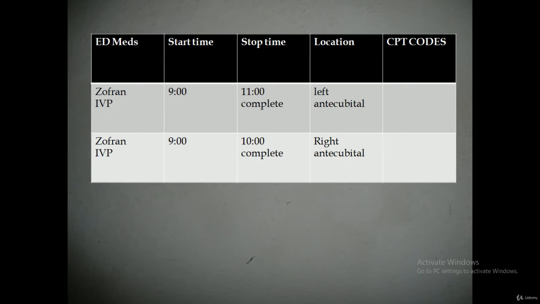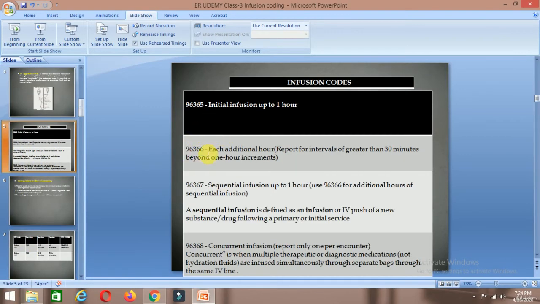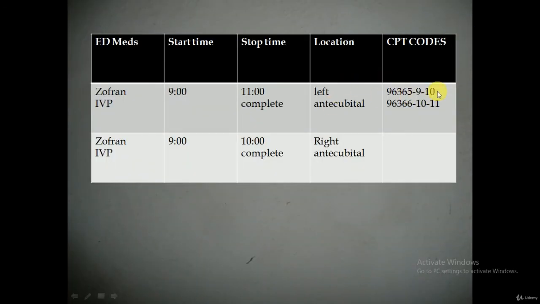So 9 to 11 means 2 hours: 9 to 10, 10 to 11. For 9 to 10, as I told, for the initial we code 96365, and for the additional hour, from 10 to 11, we code 96366. That is the concept. So from 9 to 10 we code 96365, and for the additional hour, 10 to 11, we code 96366. Like this we have to code.